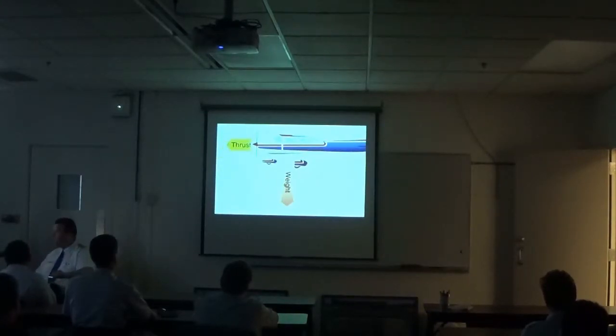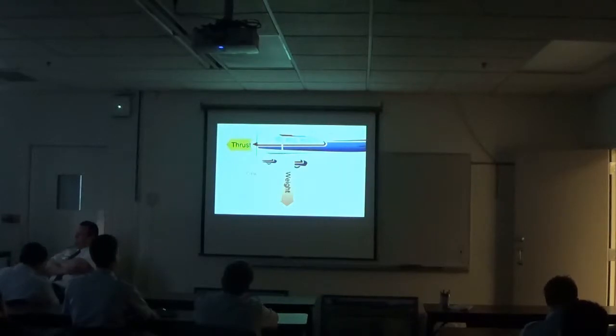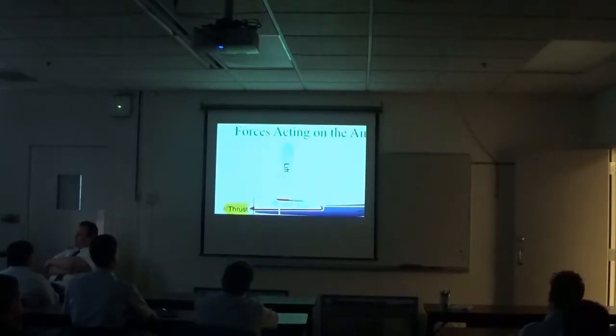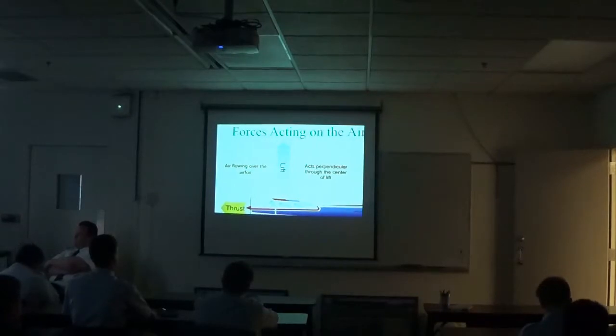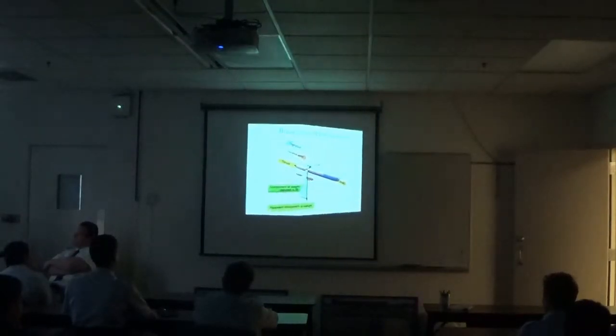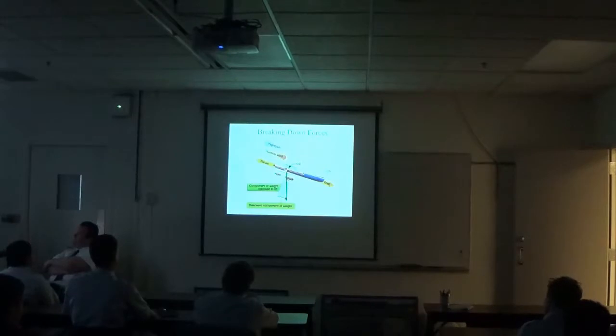Weight is the combined load of the aircraft itself, the crew, the fuel, and the cargo or baggage. Weight pulls the aircraft downward because of the force of gravity and is opposed by lift. Lift opposes the downward force of weight. Lift is produced by air flowing over the airfoil and acts perpendicular to the flight path through the center of lift. In straight, level, and unaccelerated flight, the sum of the forces acting on the aircraft is zero.